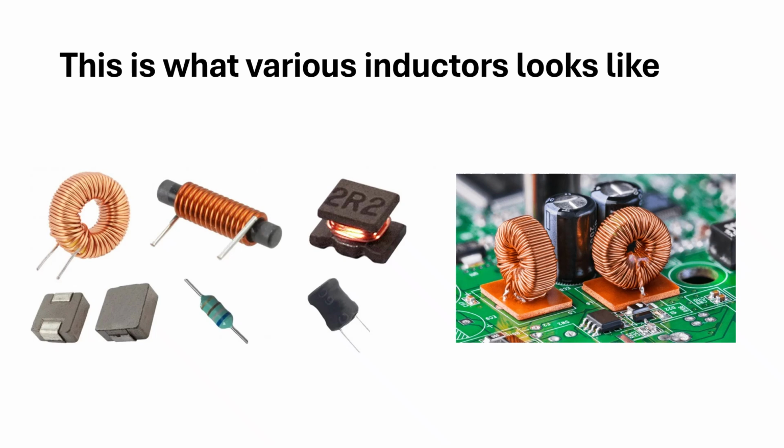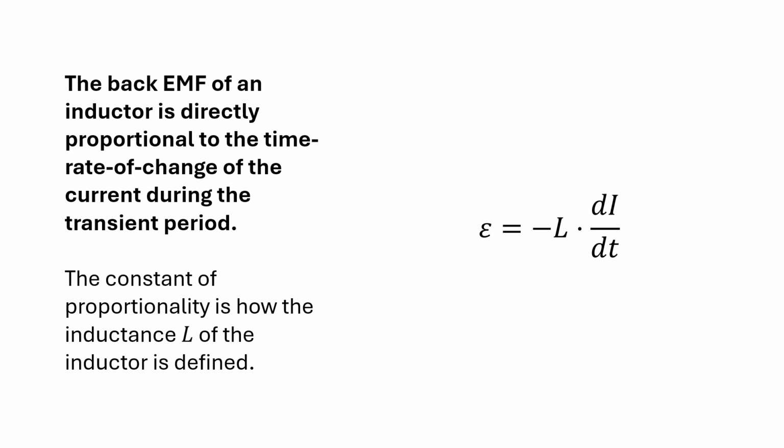So let's talk about them. The back EMF, that voltage pushing back due to these electric fields from time-varying magnetic fields, the back EMF in an inductor is often directly proportional to the time rate of change of the current during that transient period. So that equation shows the voltage, the EMF pushing back because of the inductor, is proportional to the rate of change of current. And the inductance is the constant of proportionality between those two. Negative sign because it's pushing against the change in current.